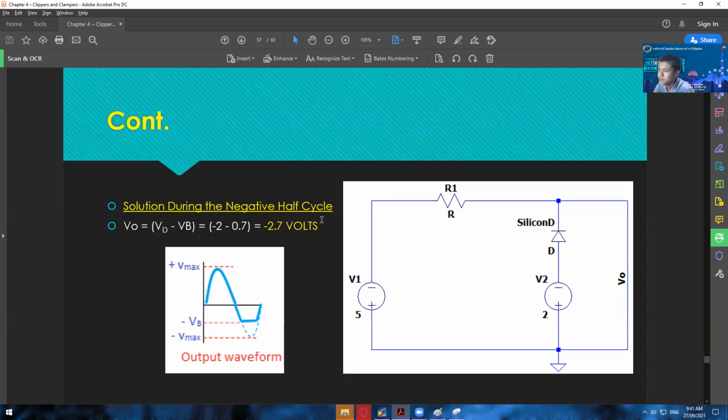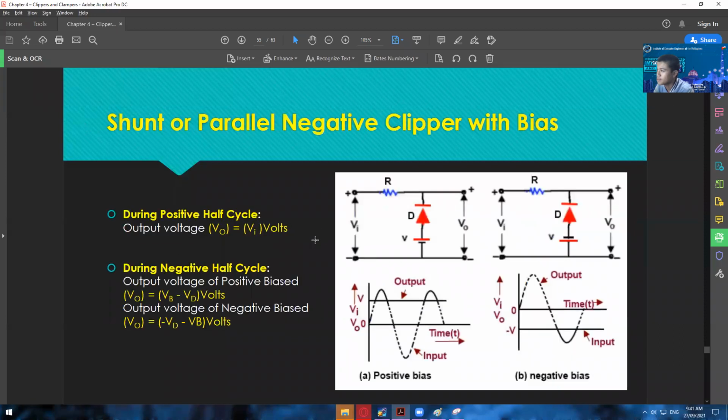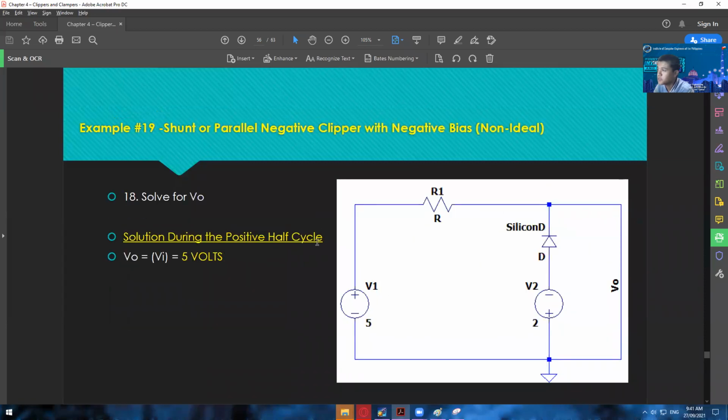And during the negative half cycle, oops, yeah, non-ideal. Are we already on non-ideal? Okay, so we don't have an ideal connection, so we went straight to non-ideal. Anyway, if it's ideal, then just simply make this one a 0 volts reading.